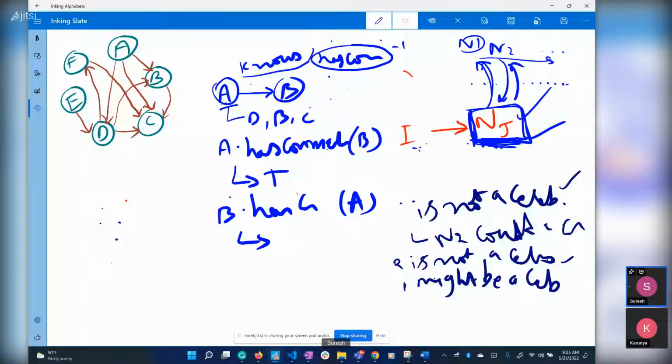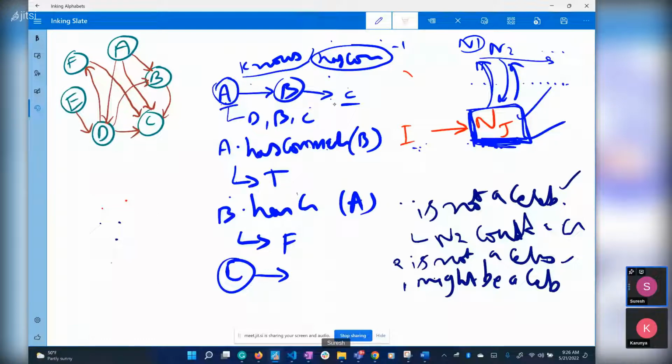Yeah, because in the B adjacency list, what are the elements? Only C. B is not connected to any other node. Now tell me the adjacency list of C. C has no adjacency list, zero, because there is no outward connection, right?